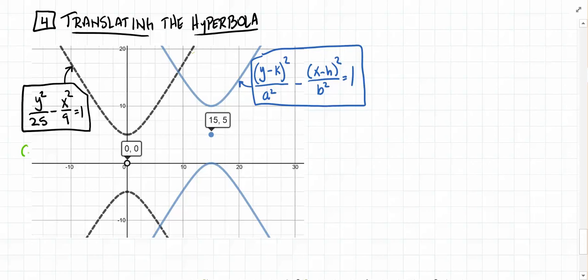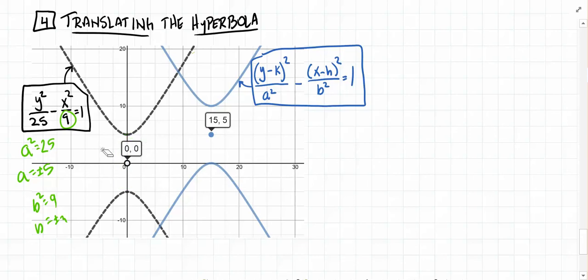So we know right away that a squared is equal to 25. So a is a value of plus or minus 5. That's this distance from center to focal point. That's 5 units. We know that b squared is equal to 9, so b has to be plus or minus 3. So I'd go 3 units over left and right, and I'll be able to draw my box here. Okay, that's not the important part here.